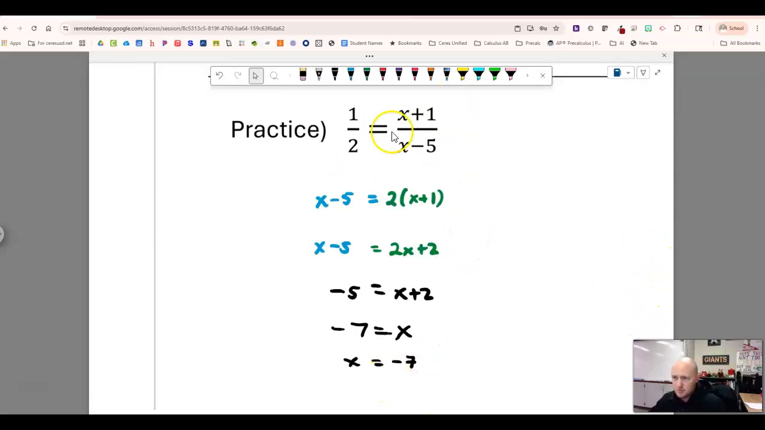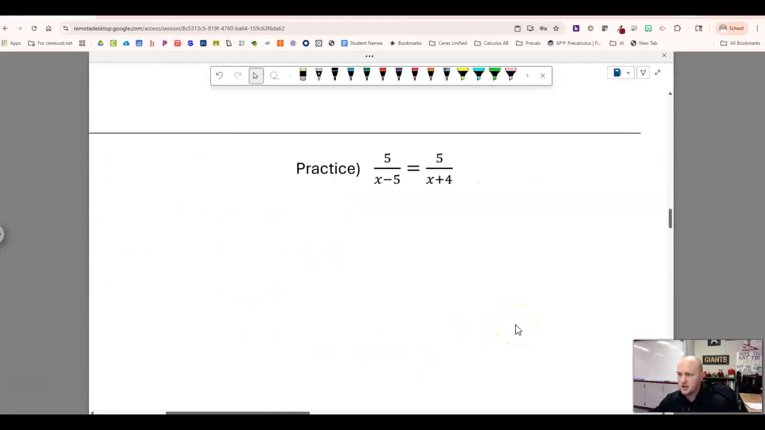On this one, you cross and multiply. We did have a little bit of distribution, 2x plus 2. I moved the x to the right-hand side here. It gave me x plus 2 is equal to negative 5, and then I subtracted 2. Subtract 2, negative 2, that gives me negative 7. So x is equal to negative 7. There you are.